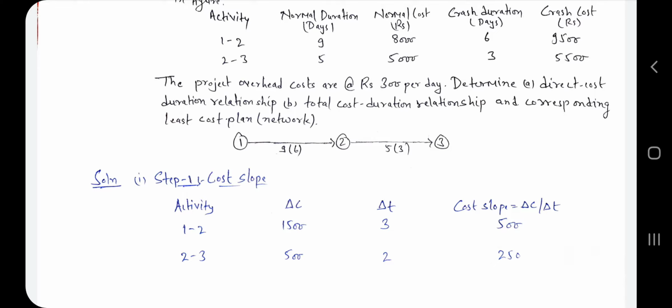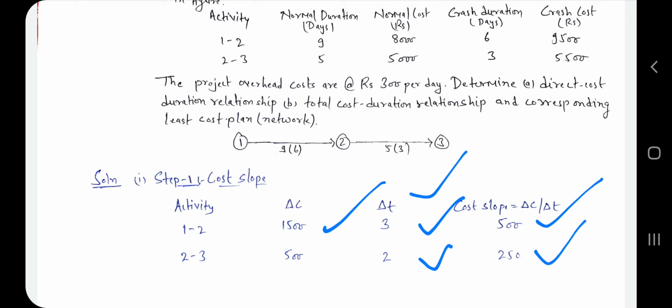For delta C, 9500 minus 8000 you get 1500, and for activity 2-3, 5500 minus 5000 you get 500. Now delta T is normal duration minus crash duration, so 9 minus 6 you get 3 and 5 minus 3 you get 2. So cost slope is equal to delta C upon delta T. So you get 500 and 250. In our first step we have found this cost slope for activity 1-2 and 2-3.